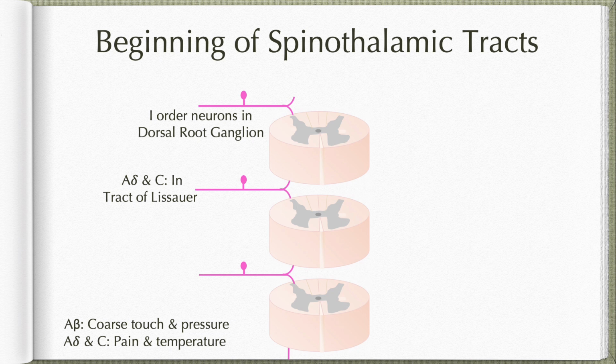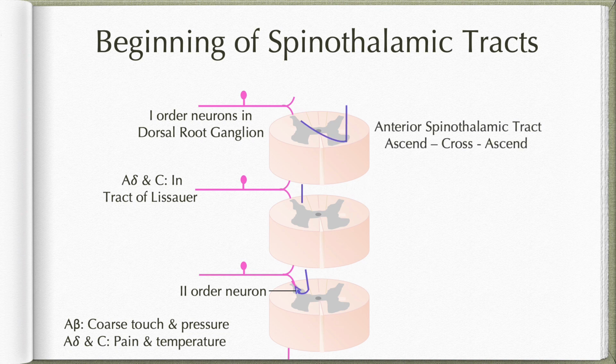Let us see how the anterior spinothalamic tract begins. It is shown in the lower section here. Once the primary afferent reaches the gray matter of the spinal cord, it relays by synapsing with the second order neuron present there. The axon of this second order neuron first ascends on the same side for a few segments. Then it crosses to the opposite side ventral funiculus and then again ascends as the anterior spinothalamic tract.